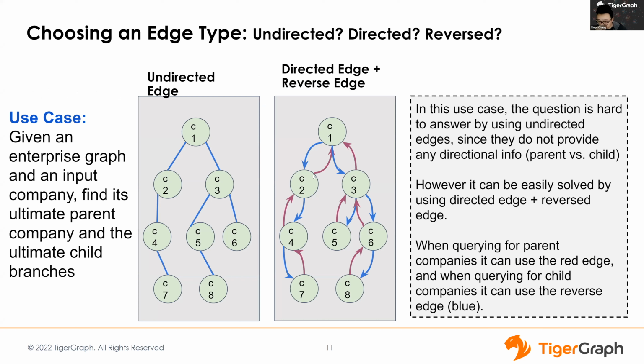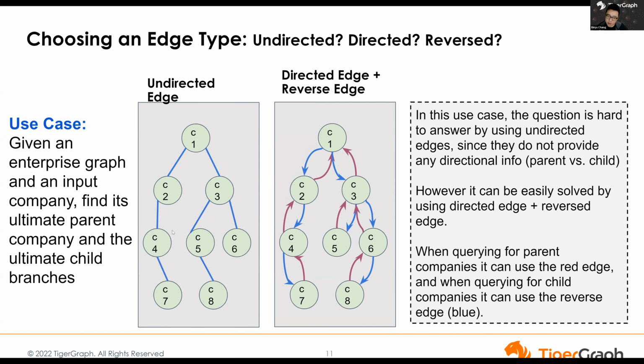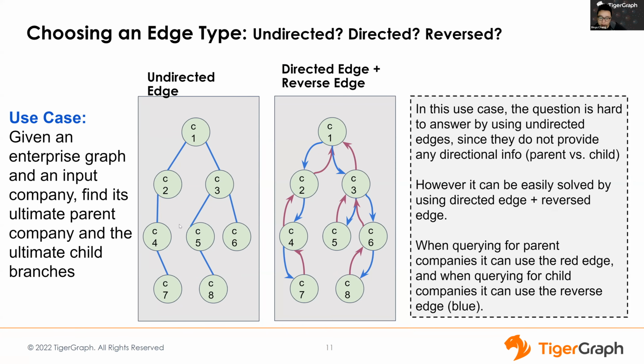And in this graph, we want to ask questions. Okay, given a company, I want to find the ultimate parent company of the given company. For example, if I'm given company C4, I want to find the ultimate company C1. However, if we define the edge as an undirected edge, and we start from C4, and we see C2 and C7, oh, we suddenly lost the direction. We don't know if C2 is the parent company or C7 is the parent company. We don't have that info anymore. Then we cannot answer this question with an undirected edge.